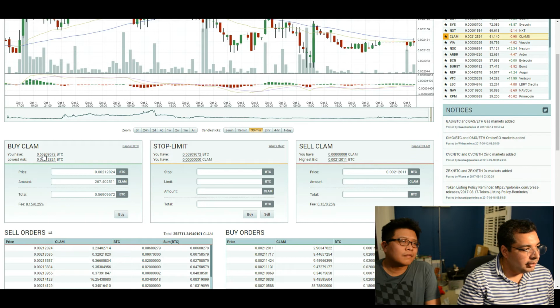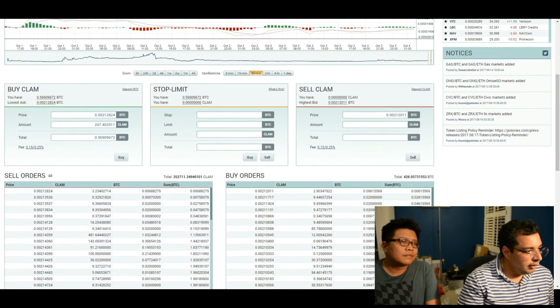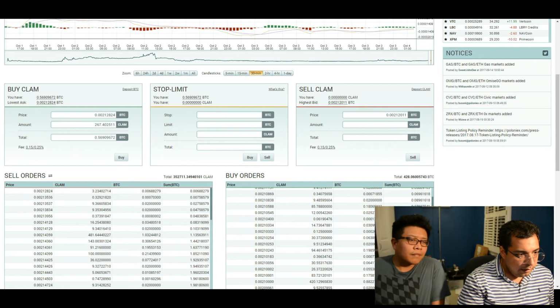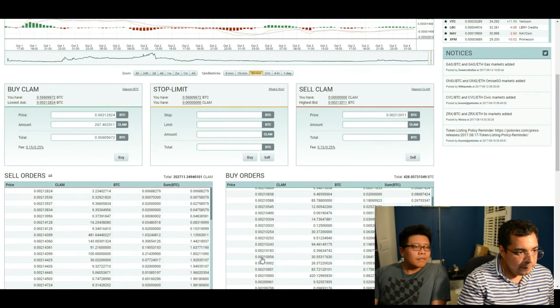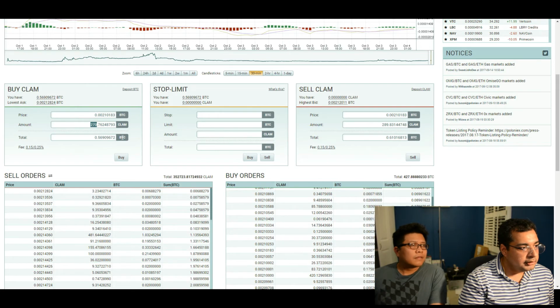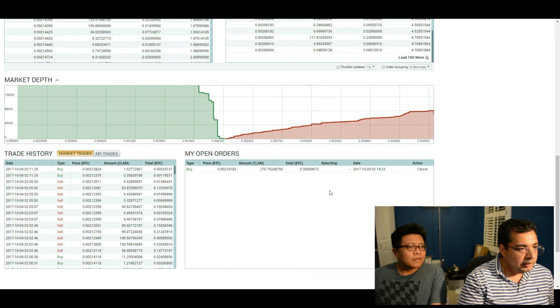So I click on buy clams, I select the market rate that I'm willing to purchase at, I go to the buy orders section and look at how deep the orders are. I have about half a Bitcoin, so I will go in and click on this buy order price of 0.0021. I'll click on my Bitcoin amount. So it auto-populates and it'll attempt to get me 270 clams worth of Bitcoin at the market rate. So I hit buy, it places the order. I look down here if the order is still open. It's open right now.